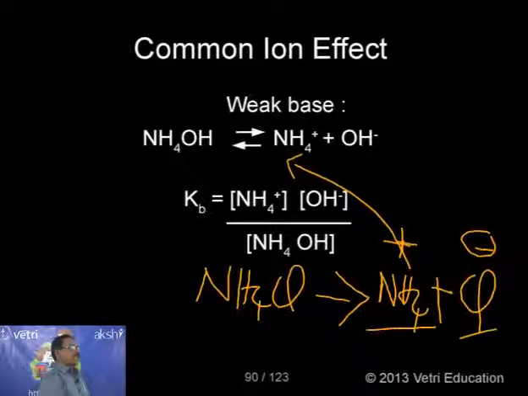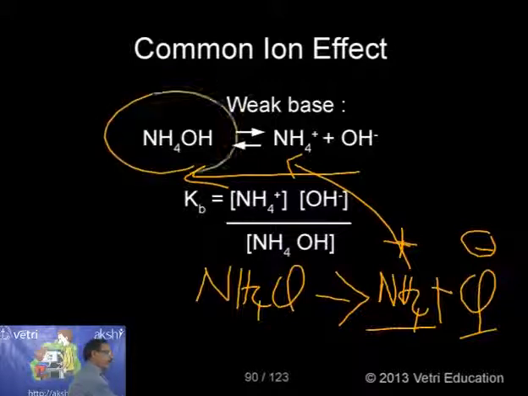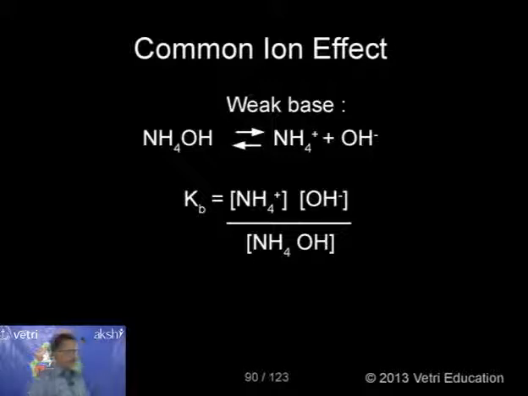Ammonium ion is again one ion common here. So I am adding a strong electrolyte containing ammonium ion, which is already present in the case of ammonium hydroxide, also providing NH4 plus. So the concentration on the right hand side increases, and according to Le Chatelier's principle, the equilibrium will be shifted towards the left side, so ionization gets suppressed. This suppression we call as due to common ion. This is the important information regarding the common ion effect you must understand.